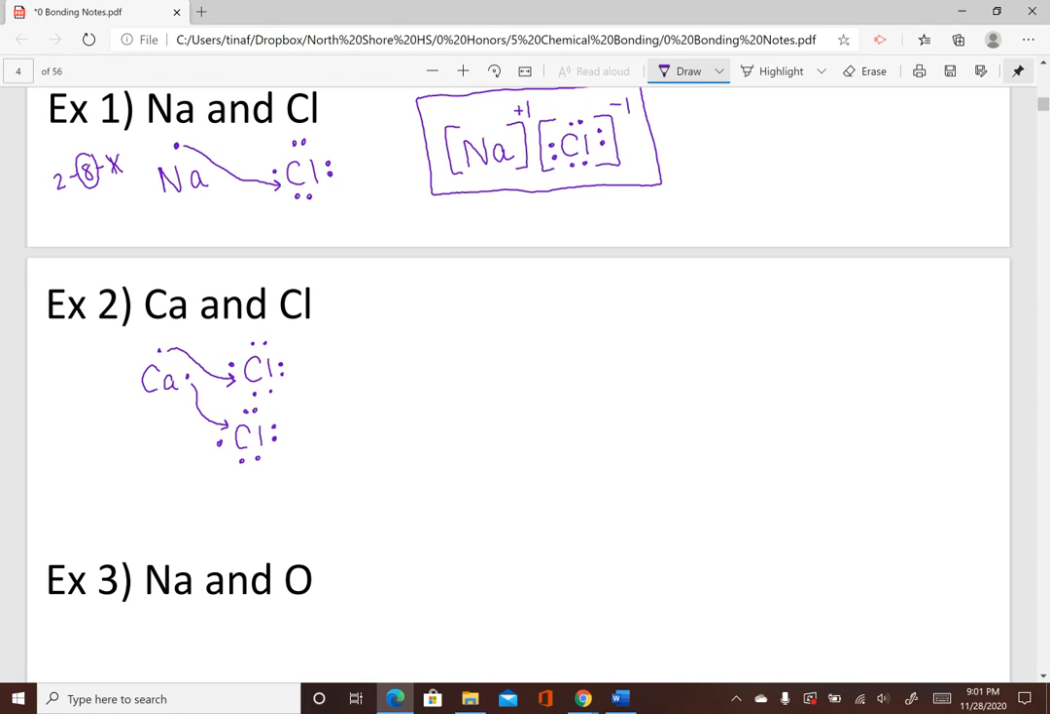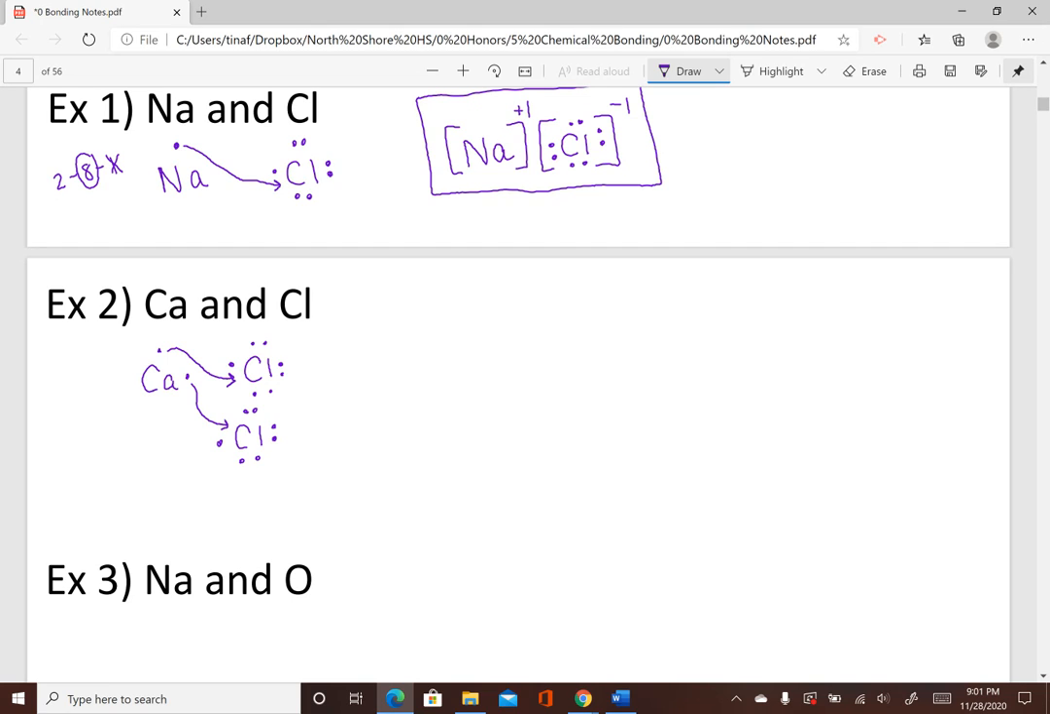And it's the same thing here. I need to put together 2 chlorines and 1 calcium to make this compound. They didn't fit together 1 and 1 because calcium needed to give away 2 electrons, and chlorine only had a spot for 1. So it's kind of like a puzzle. You have to figure out how many of each you need to put them all together.